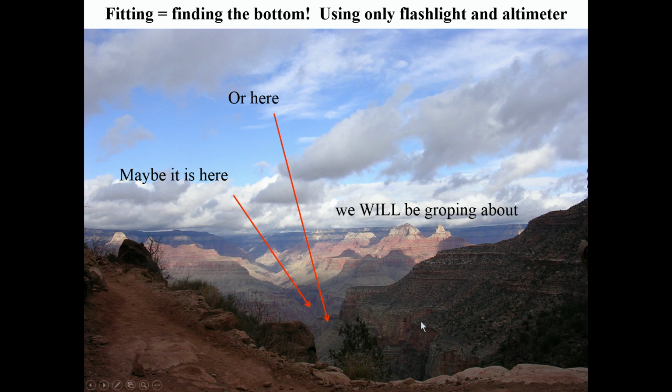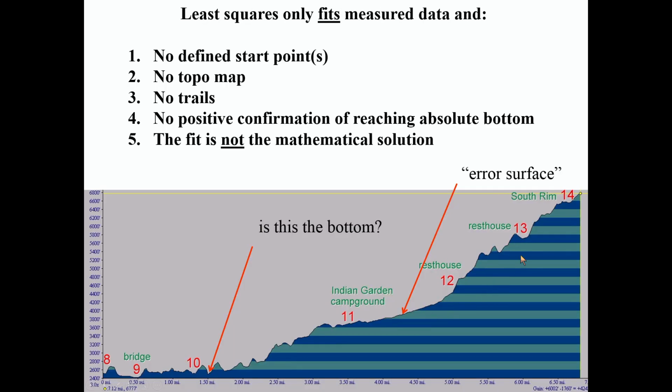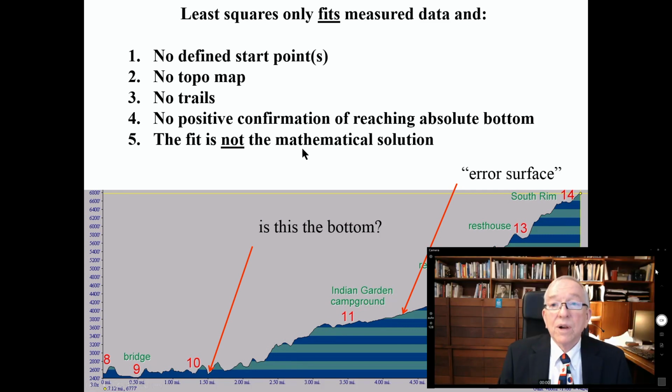We'll be groping about with that flashlight and the altimeter, and here's part of the reason. When you're doing this technique, there's no defined start points. You have to figure out your start points by trying different things. There's no topo map. It doesn't tell you what routes you should be trying to follow. There's no positive confirmation you've got to the bottom. I mean, this looks like it might be the bottom, right? Because everywhere around you is up, so maybe that's the bottom. Maybe there's a bottom. These are called local minima, and we're looking for the global minimum.